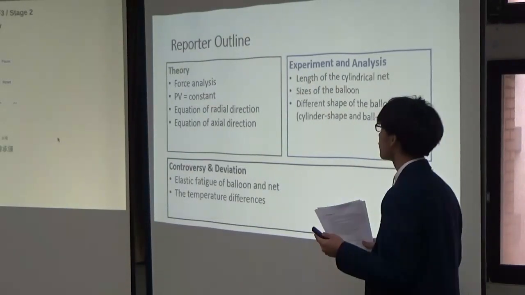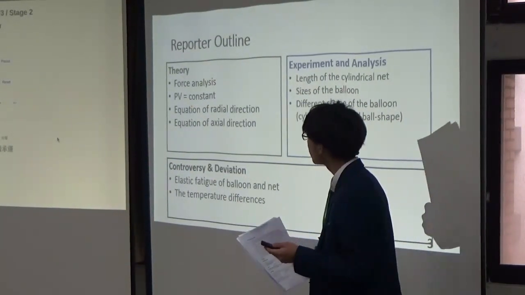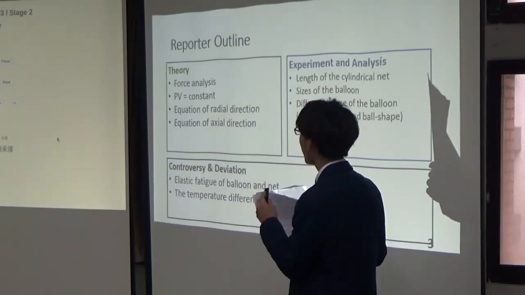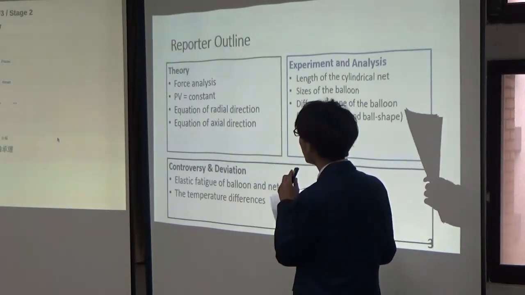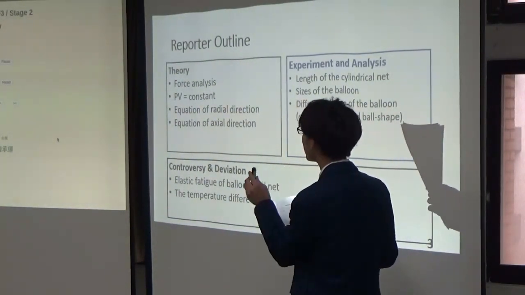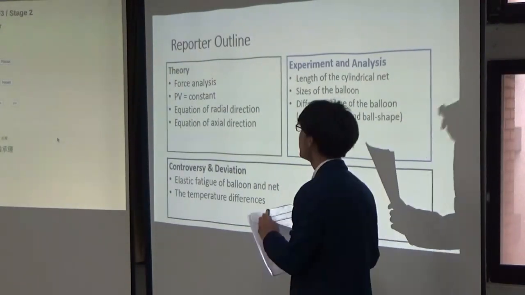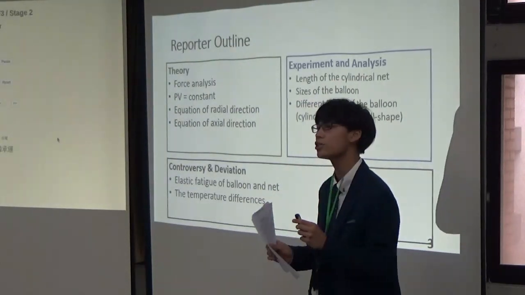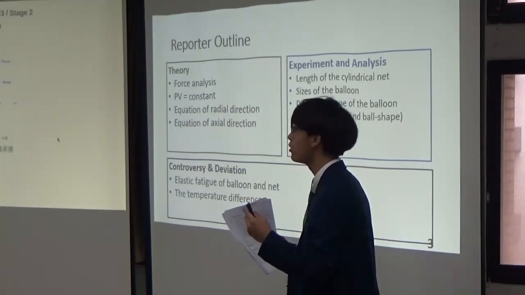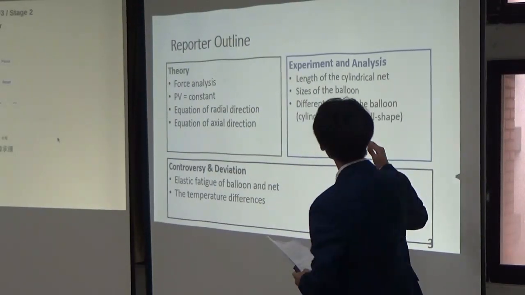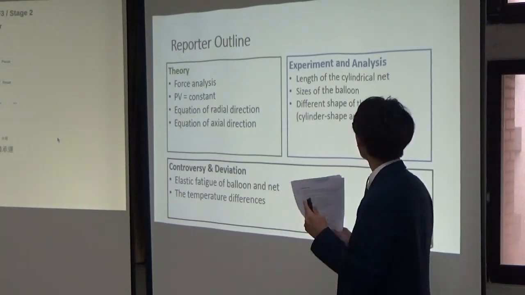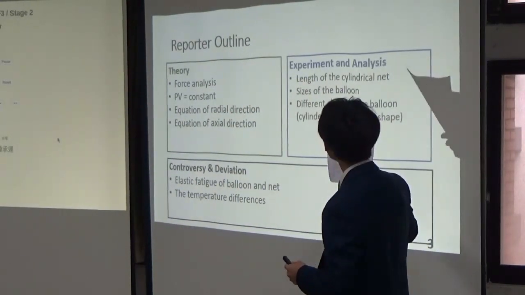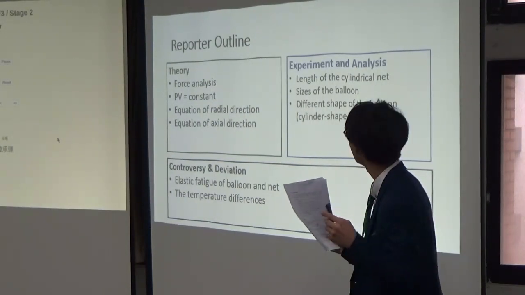And next is an outline for the report. For his theory, he used the force analysis to describe his phenomena and setup. And he used PV equals constant in the original state, but he found out afterwards that it wasn't PV equals constant. And he also gave an equation for the radial direction, and also an equation for the axial direction for the net and balloon. And for experiment and analysis, one of his parameters was the length of the cylindrical net, and the size of the balloon is something that we want to talk about.